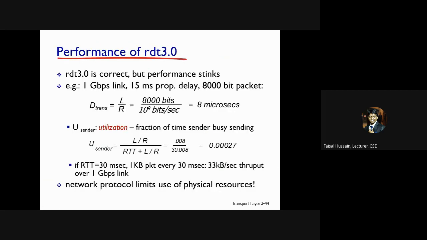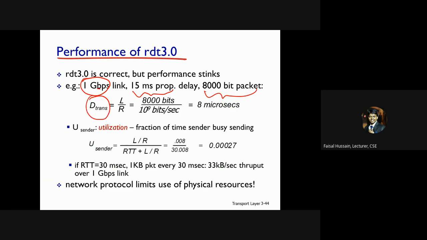Let's see the performance of RDT 3.0. In this case, we are assuming that our link is 1 Gbps, and we have a 15 millisecond propagation delay, and the size of the packet is 8,000 bits. Let's see what the cases are.